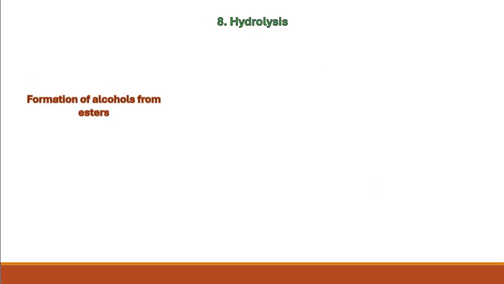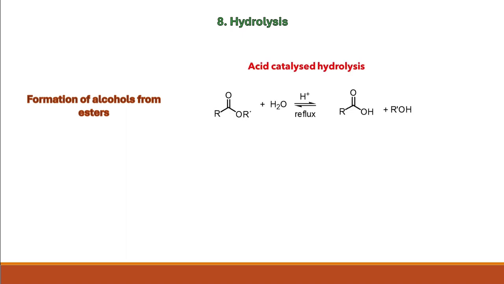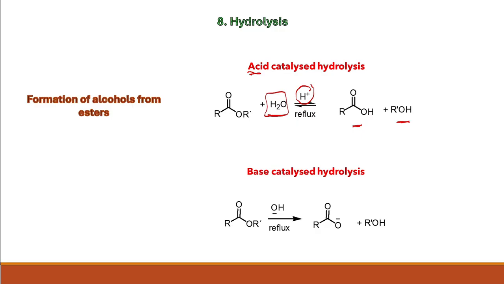Hydrolysis. Hydrolysis is the formation of alcohols from esters. So if you have an ester and then you add water and use an acid catalyst, then the ester can break down to give you the carboxylic acid and the alcohol. This is called hydrolysis, because we used water to break a molecule. And this reaction can be either acid catalyzed, where you use an acid as a catalyst and a water molecule, or it can be base catalyzed hydrolysis.